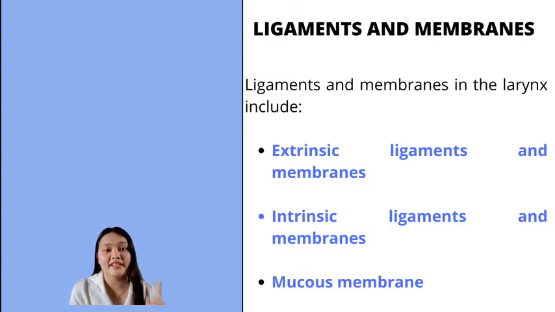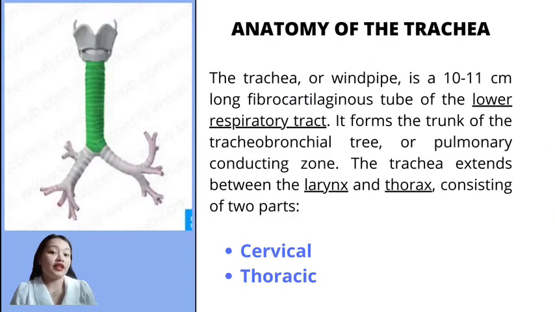Next are the intrinsic ligaments and membranes. So when we say intrinsic ligaments and membranes, these ligaments and membranes form internal connections between the various structures of cartilage that form the larynx. Next is the mucous membrane. The mucous membrane lines the inner surface of the larynx. Next is the anatomy of the trachea.